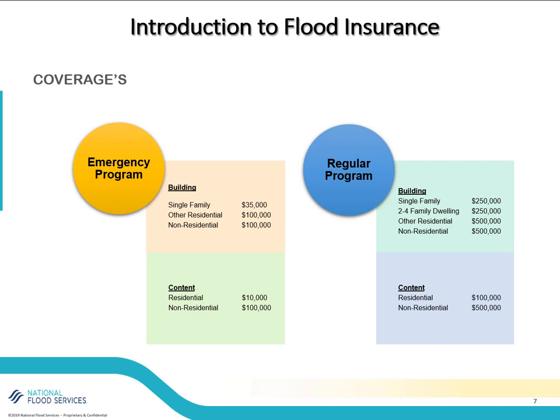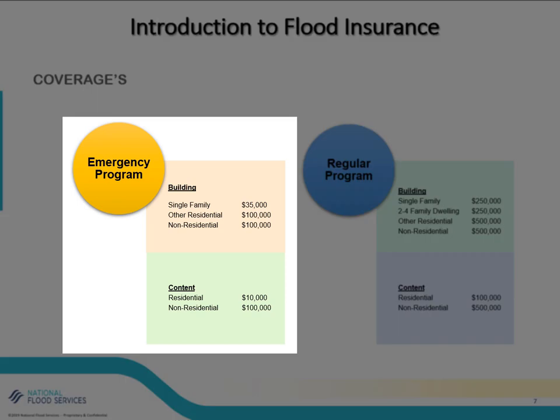While in the emergency program, a community can offer very limited coverage. The maximum building coverage available for a single-family dwelling is $35,000. Contents coverage is $10,000. The maximum amount of coverage available in the flood program under the emergency program for a commercial structure is $100,000 in building coverage, $100,000 in contents coverage.